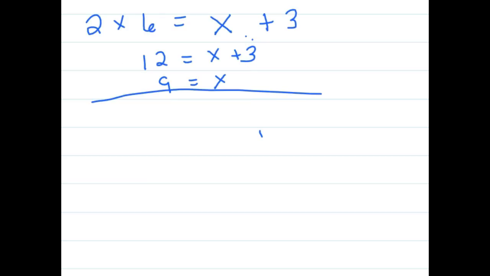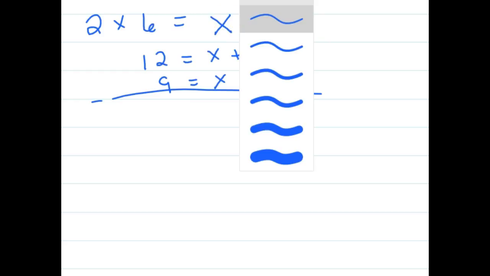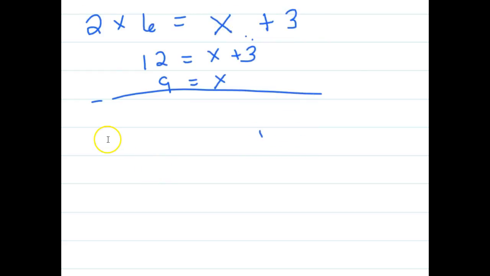Here we have the basics of the problem. And we have an answer of 9, so we're going to plug it back in and see if that is correct. So we have 12 equals 9 plus 3. All I did was take this 9, because we think 9 equals x, and plug it in here. So 12 equals 12. So we have the correct answer.